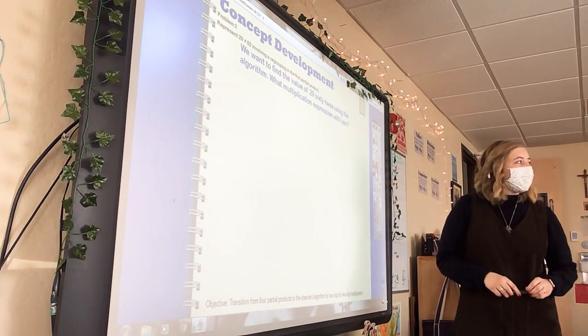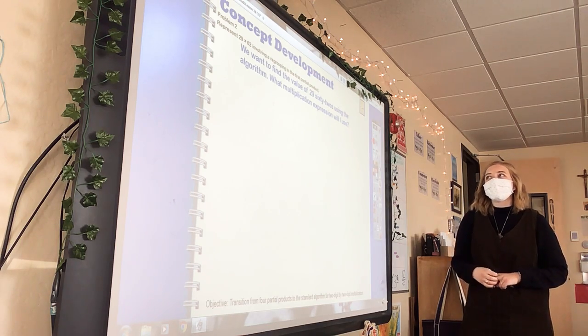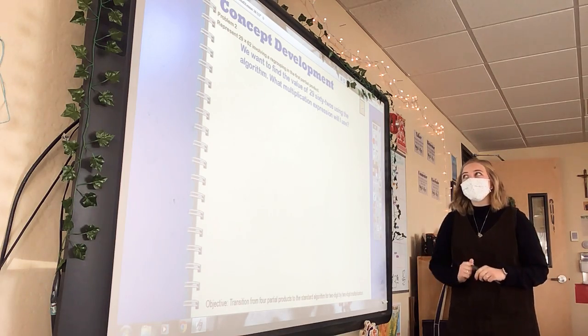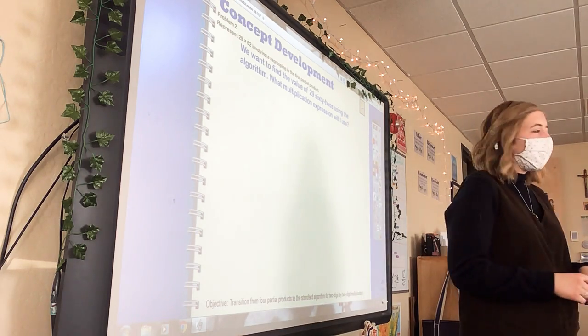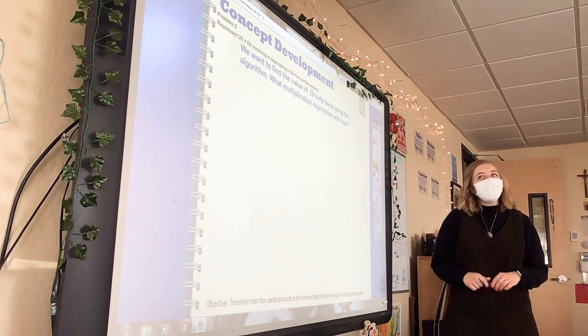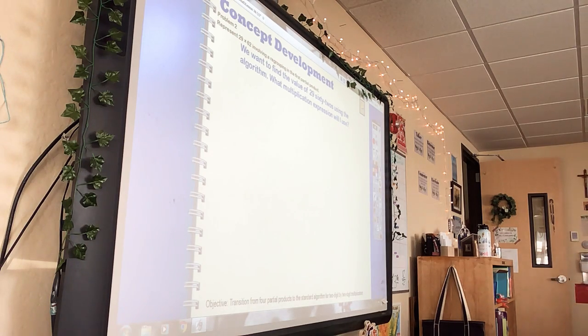Anyway, looking at this first problem, it says we want to find the value of 29 62s using the standard algorithm. Okay? What multiplication expression will I use? Think about it. It's saying it in a funky way. 29 62s, or in other words, 29 copies of 62. So think about what that multiplication sentence would be.